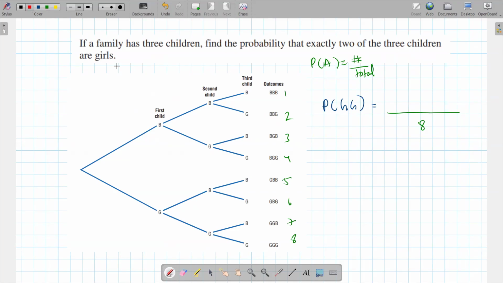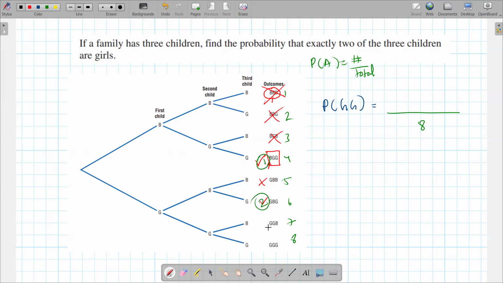Let's look at the first one. BBB. Does that have 2 girls? No, that has three boys, so that one's out. What about BBG? No. BGB? No. BGG? Yes, this one has exactly 2 girls, so this is one of them. GBB is out. GBG is in. So far we have 1 and 2.